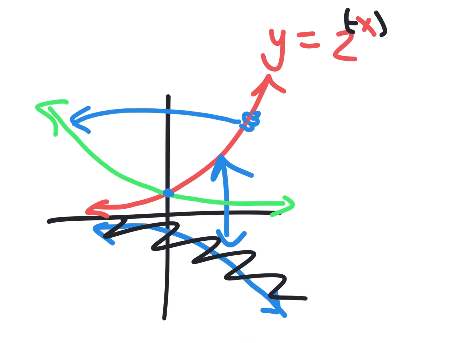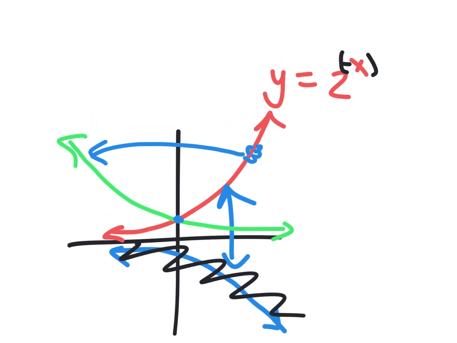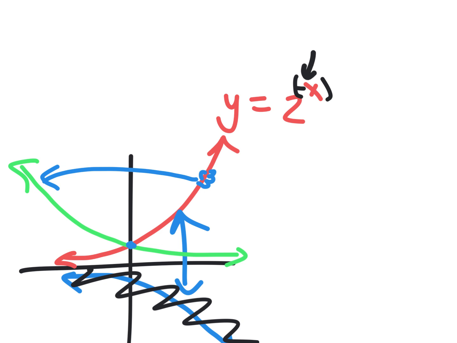All right, so this is the difference. If there's a negative here, then that's horizontal reflection. It looks like the green one when we're done. And I know that looks exactly like exponential decay, which is true. That's the difference between these two. The red one is exponential growth, and the green one's exponential decay.